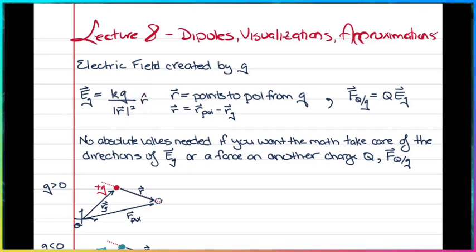direction. If Q is positive, then E points in the same direction as R. And if Q is negative, then it is antiparallel to R. And then we can connect these back to forces: if there is a second charge located at some point, I can ask myself, what is the force on that second charge, capital Q, from little q? And that is given by capital Q times the electric field of little q at wherever capital Q is.